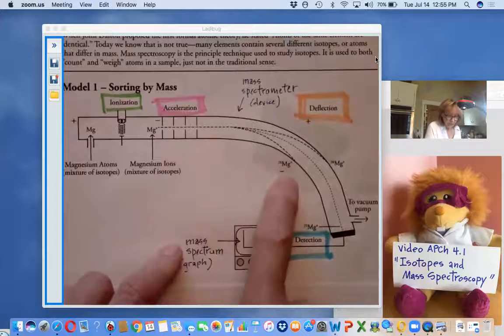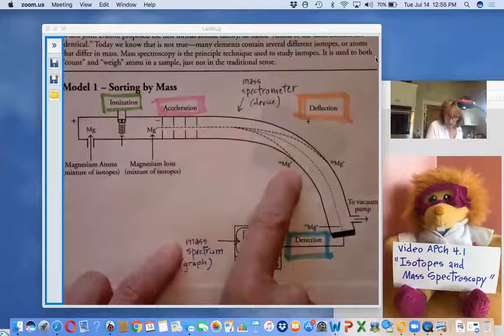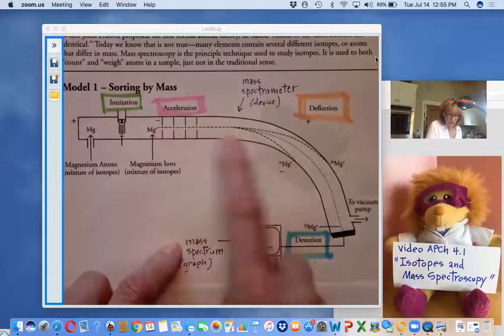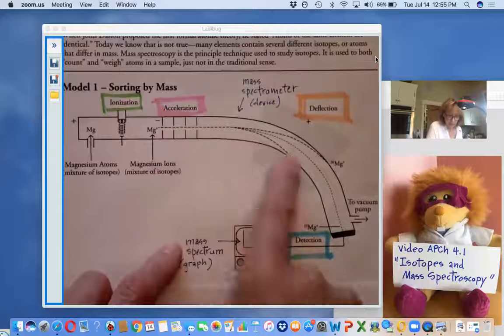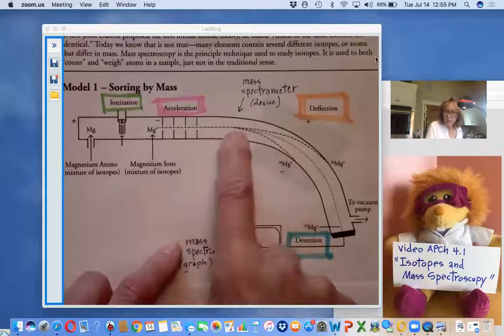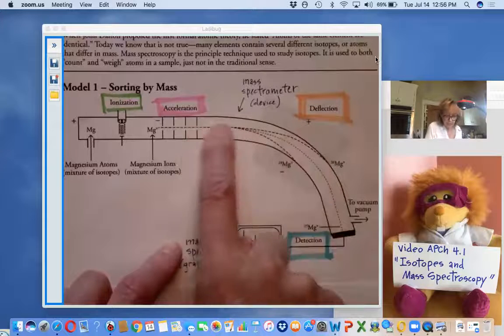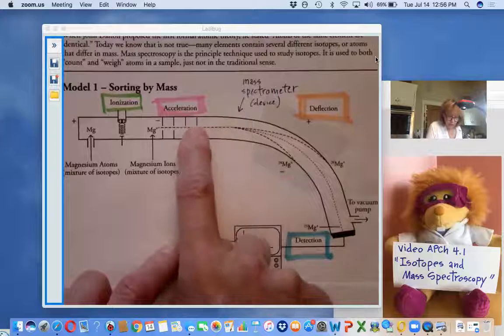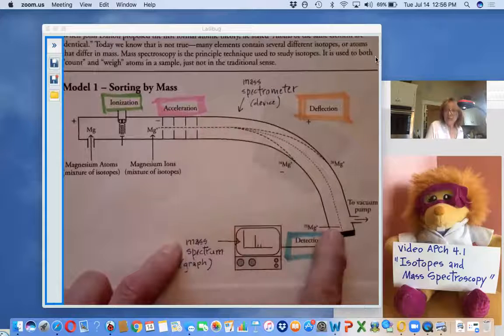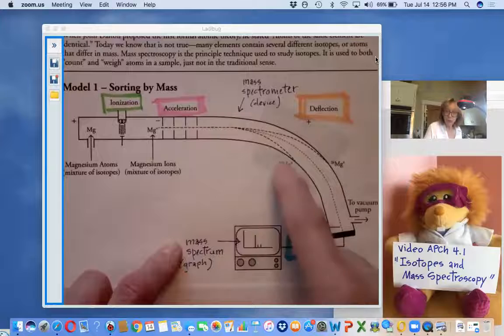So the machine is literally going, oh, there's a lightweight isotope. It hit me right there. Here comes another one. Here comes a third one. All these lightweight ones are hitting in this spot. And the heavier ones, which don't get bent very far, deflect right here. Oh, there's a heavy one. Oh, here come some more lightweight ones. Oh, here's a medium weight one, which gets deflected somewhere in between.